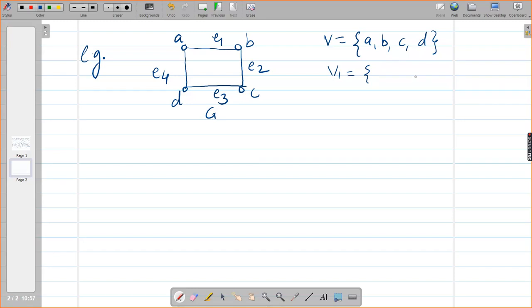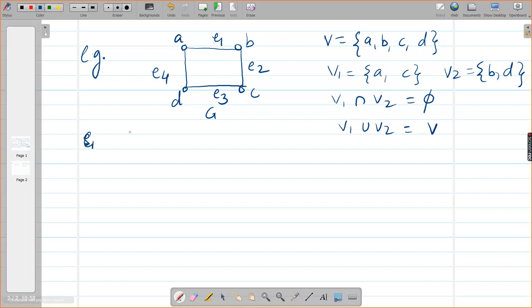And the vertices in V1 should not be adjacent among themselves. The vertices in V2 should not be adjacent among themselves. So V1 is AC, and V2 is BD, obviously, right? So that V1 intersection V2 is phi and V1 union V2 is V. This is okay. Now check what is E1. E1 end vertices are AB, right? So A belongs to V1 and B belongs to V2.